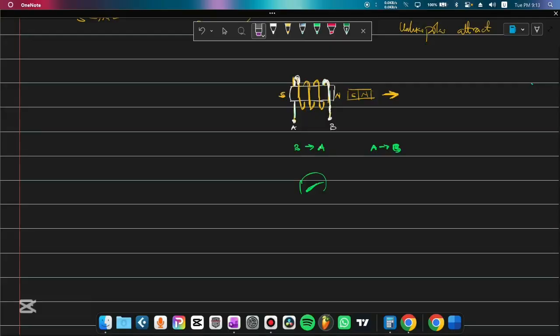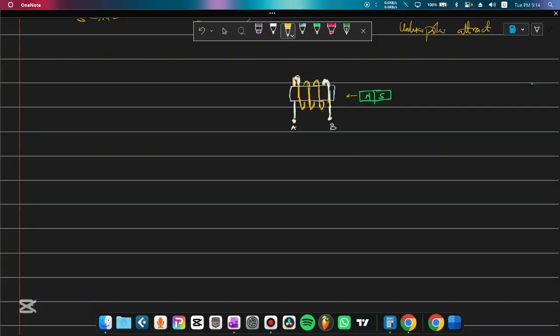Let me invert the poles of the magnet, and let's try again. Let's say this is my magnet now, and the north is facing here and the south is facing here. Now the question is, if this magnet is moving towards the coil, or if this magnetic field is moving towards the coil, apply Lenz's law and tell me where current will flow, either from A to B or from B to A.